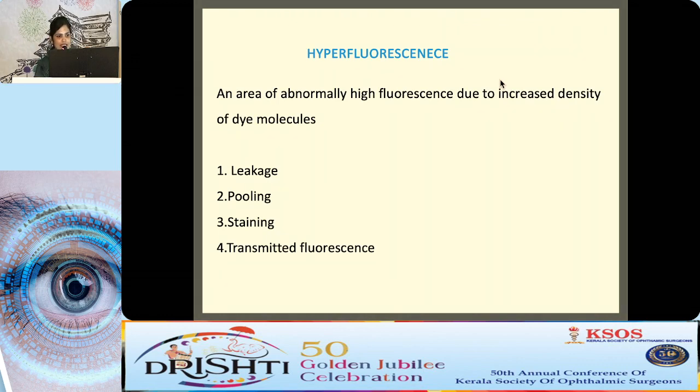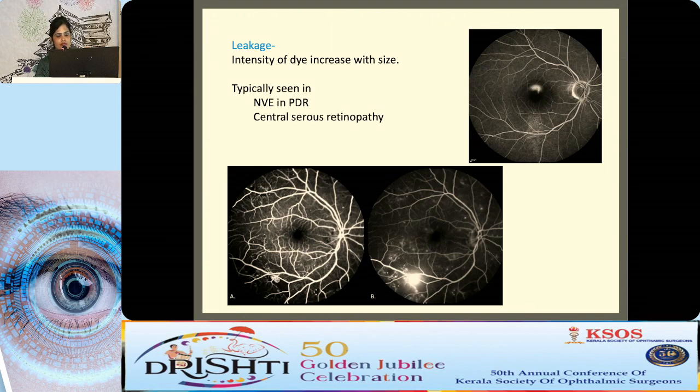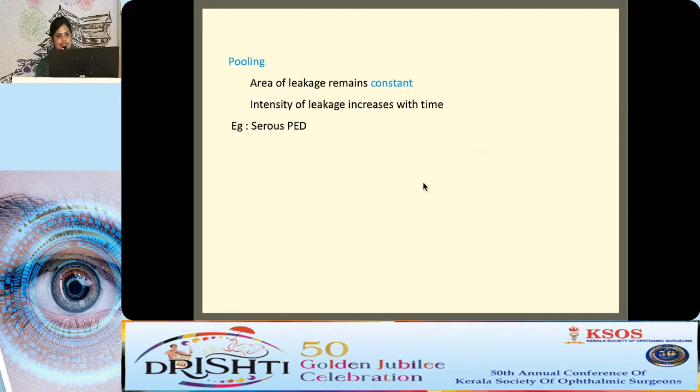It includes leakage. In leakage, the intensity of the dye increases with the size. As you see in the picture, the first image shows only the intensity, and the leakage and the size of the dye increase. Intensity and size of the lesion increase as we go to the later stage. It is commonly seen in NVs in PDR and CSR. This is the smokestack appearance in CSR.